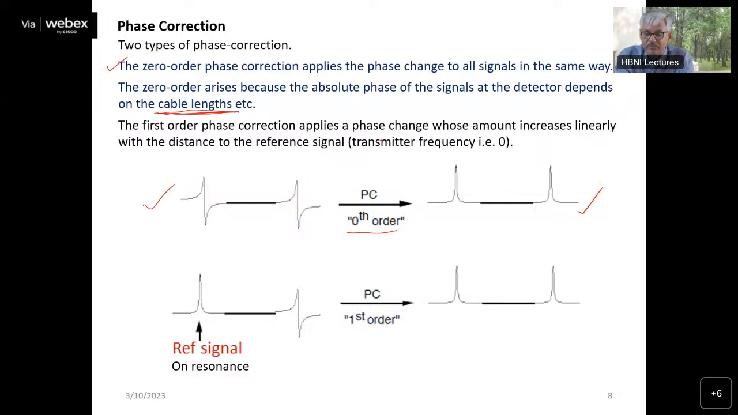Then in that case you have to do a first order phase correction. It applies a phase change whose amount increases linearly with the distance to the reference signal, or the transmitter frequency. Let us say this is your transmitter frequency, or we will say that this signal is on resonance. With respect to this, all other signals which are offset to it, depending on whether it is a positive offset or negative offset, will have some error, and that will be a frequency dependent error. In some cases the dispersion mode is more, in some cases the phase is slightly off. If you do the first order phase correction, again you will get the proper absorption signal.